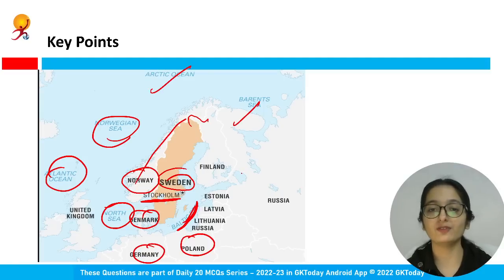So these are the different ones. You should have a look over the map. When you are looking over the map, make sure that you cover almost everything near to it, surrounding it, right? So that you can have an idea. Okay, where is Norwegian Sea? Where is North Sea? Is Norway near to Sweden or not? Right. So these things you should know.